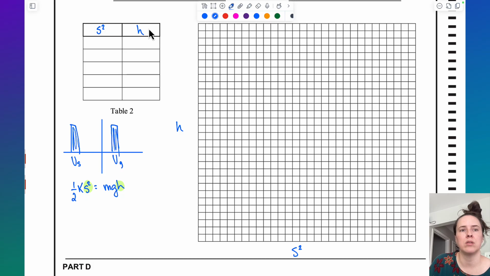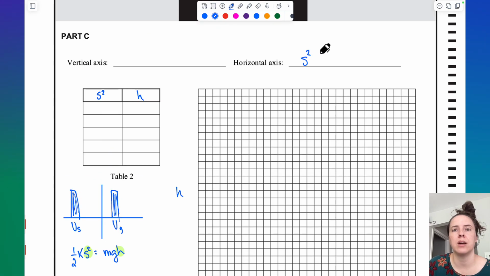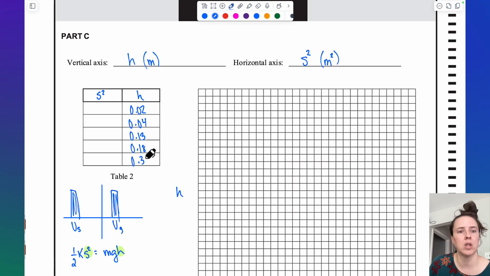I'm going to do s squared versus h. So on my horizontal axis, I had s squared. That was measured in meters, so that's going to be meters squared. On my vertical axis, I'm going to have the height, and that was measured in meters also. So my h values were 0.02, 0.04, 0.13, 0.18, and 0.33.